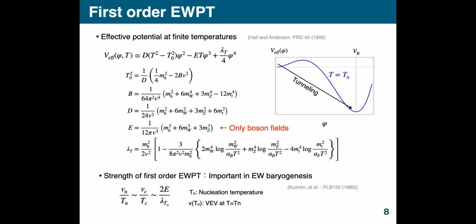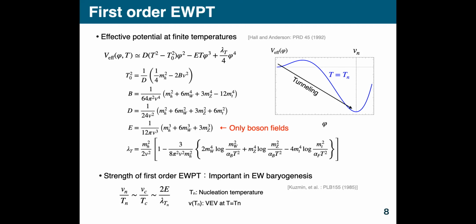Therefore, the perturbative analysis is a kind of litmus test. It is a sufficient condition, but not necessary. And then by using this effective potential, this ratio can be expressed by this form. Lambda Tn is a quartic coupling, and E is the coefficient of the cubic.